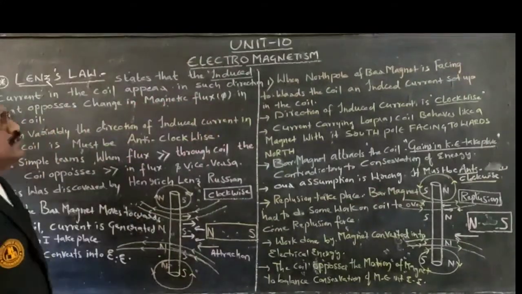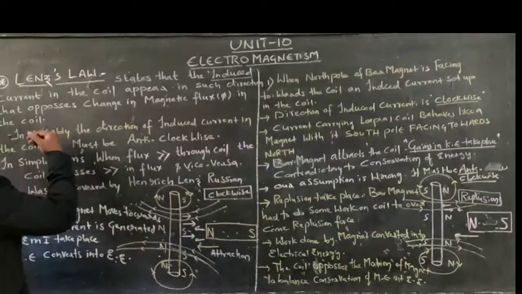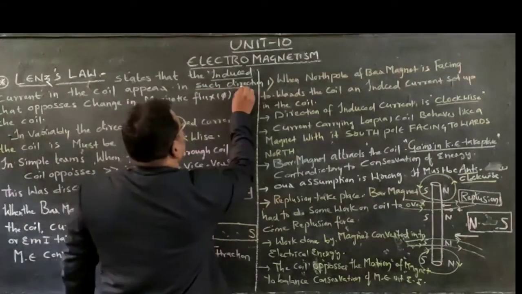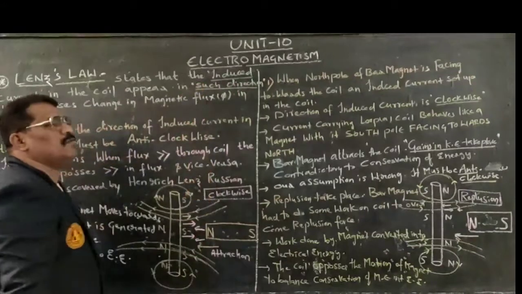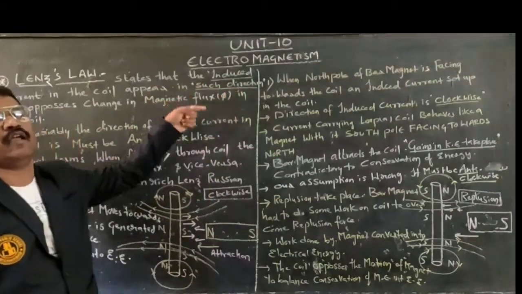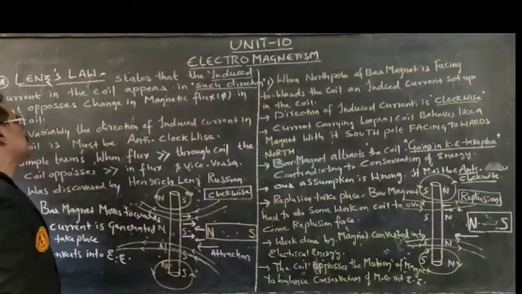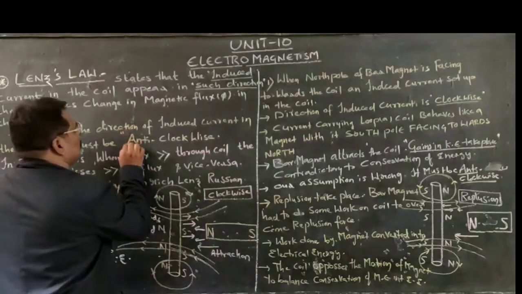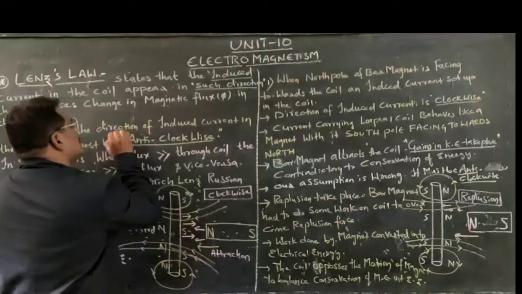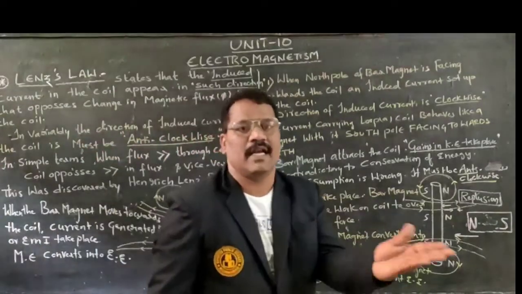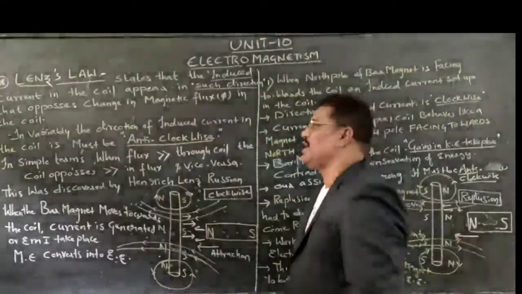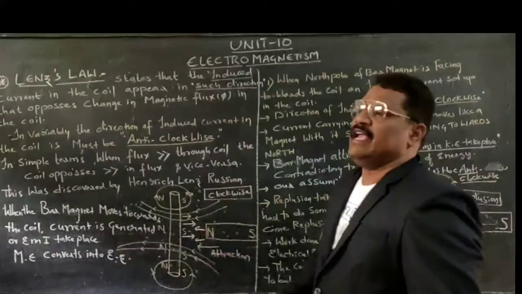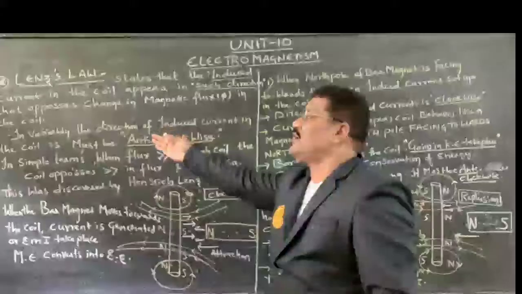magnetic flux? Due to the change in magnetic flux in the coil, the way the flux changes indicates what happens in one specified direction. There will be production of induced current in the coil. The direction of the induced current in the coil must always be in which direction? Anti-clockwise direction it will be. So, Heinrich Lenz, a Russian physicist, came up with this Lenz's law.